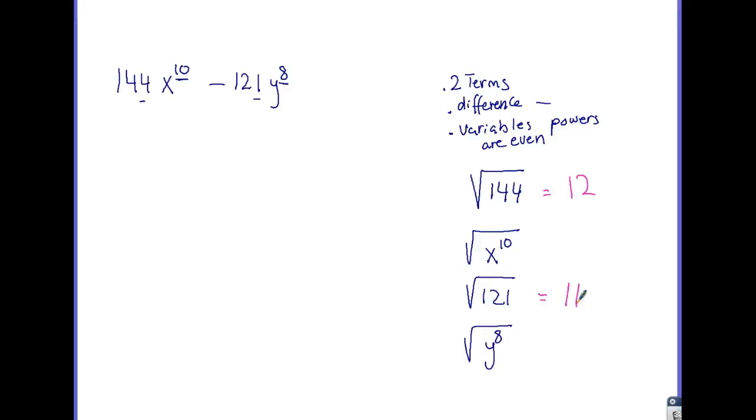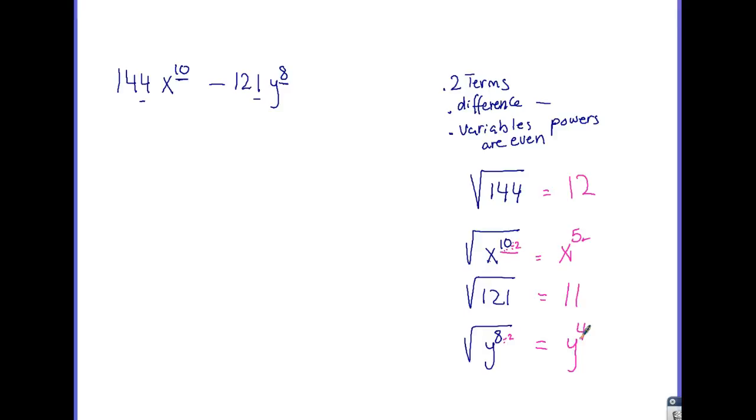Now, variables. What is the square root of a variable? Basically, you're dividing the power by 2. So, the square root of x to the 10th is x to the 5th, because you divided 10 by 2 and it gave you a 5. Same here, 8 divided by 2 is 4. This is y to the 4th.